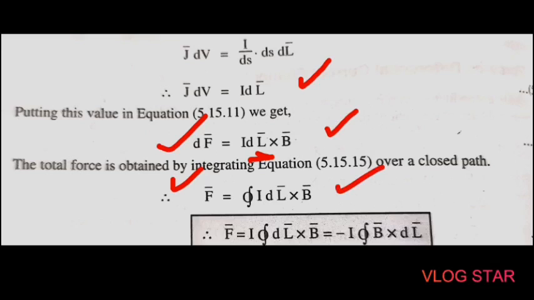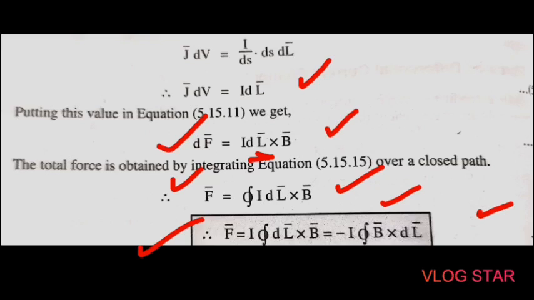So we'll get F bar is equal to I integration of dl bar cross B bar, which in the opposite direction we can say is minus I integration of B bar cross dl bar. Okay, so this is the equation of force on differential current element.